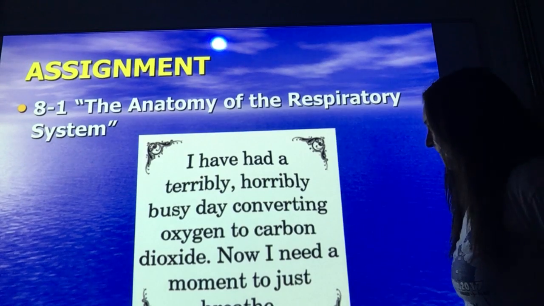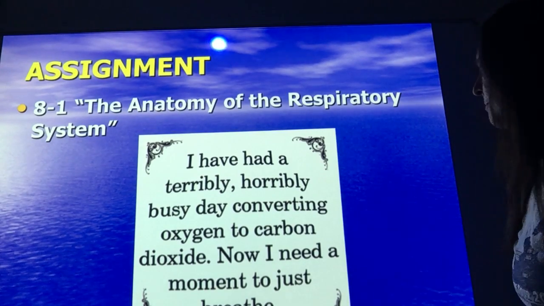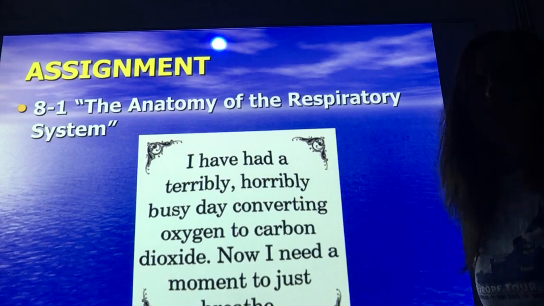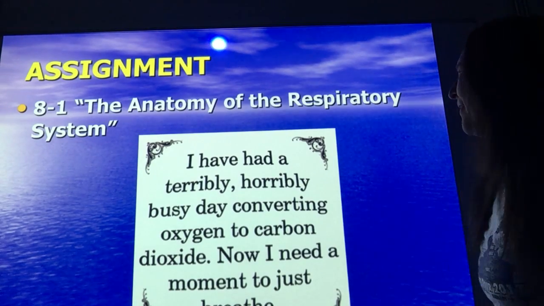And our joke of the day: I have had a terribly, horribly busy day converting oxygen to carbon dioxide. Now I need a moment just to breathe. Haha, that's clever.